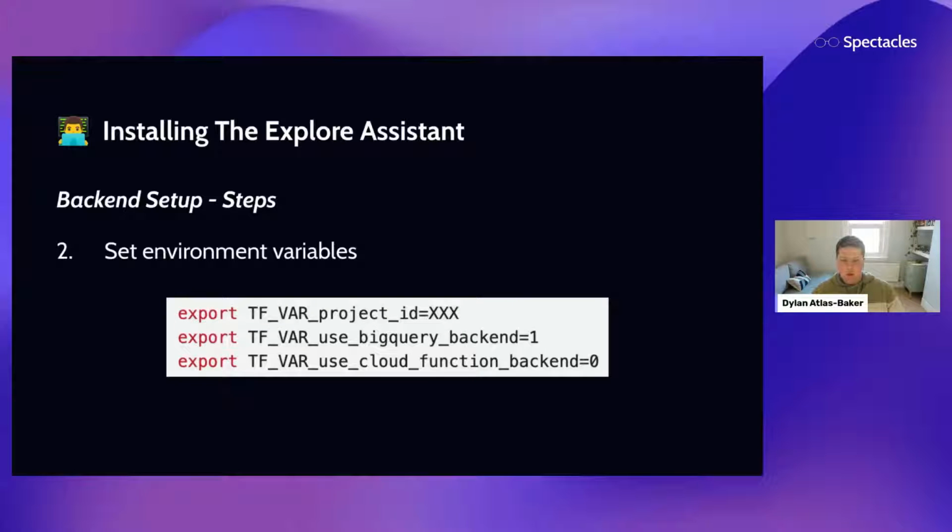Step two is to set some environment variables in your terminal. You basically want to export the GCP project ID that you're deploying this to. That can be a net new project. It can be an existing project. I chose to use a new project. It just seems easier, particularly when you're testing these things out for the first time, to do it in an isolated environment and not risk screwing up anything if you're an organization that uses GCP. And then there's just two environment variables depending on which backend you're using. If you're using BigQuery, set it to 1, and the other one to 0, and vice versa if you're using Cloud Functions and Cloud Run.